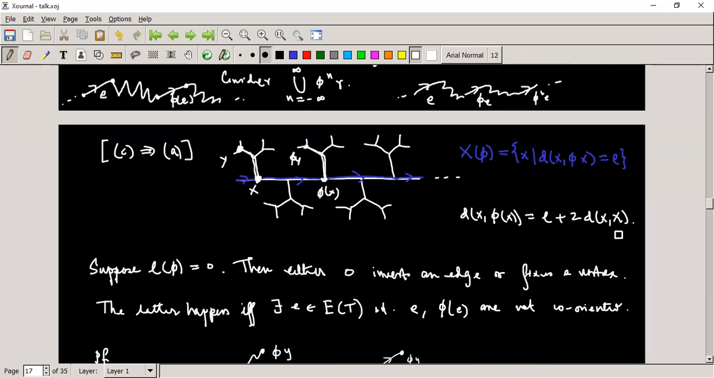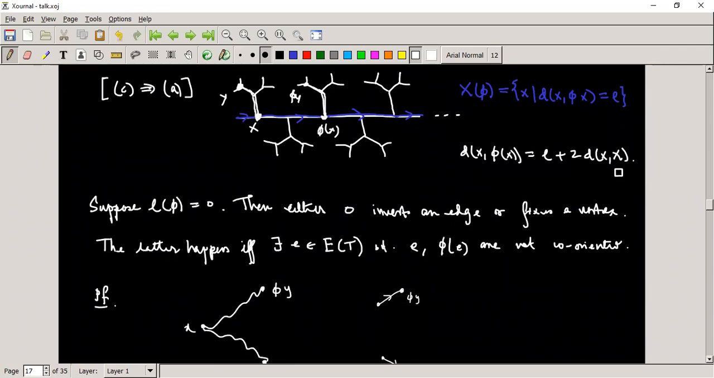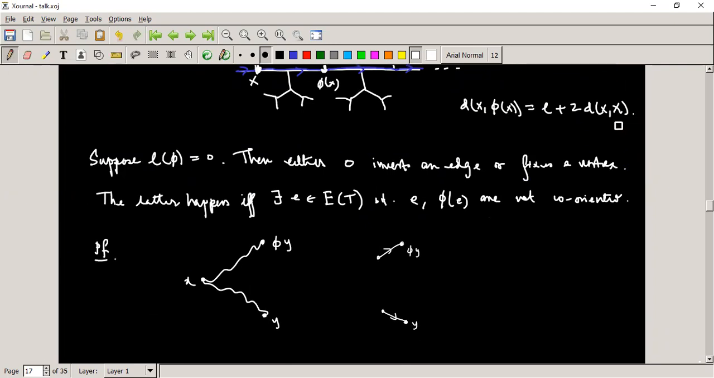Okay. So what happens if L phi is equal to zero, on the other hand? Then I'm claiming that there exists some point which is fixed. It can be a vertex, but it can be the middle of an edge as well. So either it inverts an edge or fixes a vertex. So it's an elliptic automorphism in the hyperbolic geometry language. Well, so why is this true?